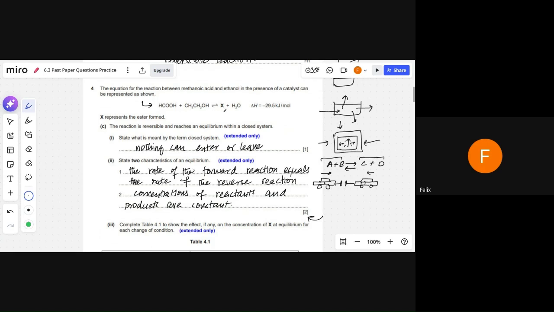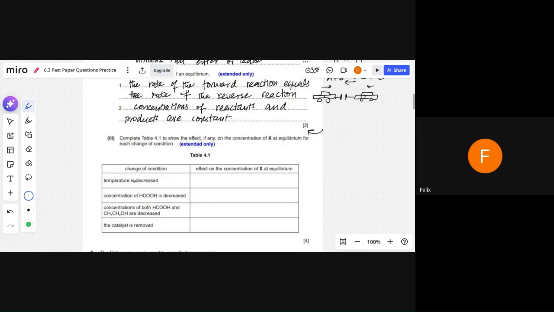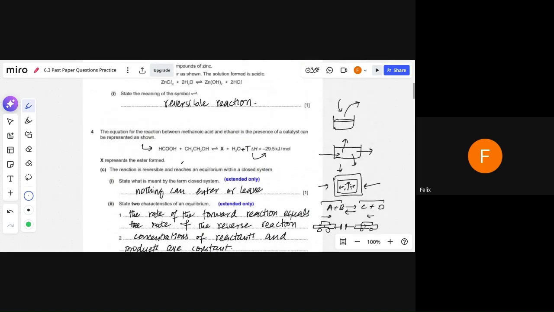And we know from the delta H value that this is an exothermic reaction. So remember what I told you guys, if a reaction is exothermic, delta H is negative. So we treat temperature as a product in exothermic reactions. Now what is happening to the temperature? Temperature is decreased. So if we decrease temperature, it means that we are decreasing a product, right?